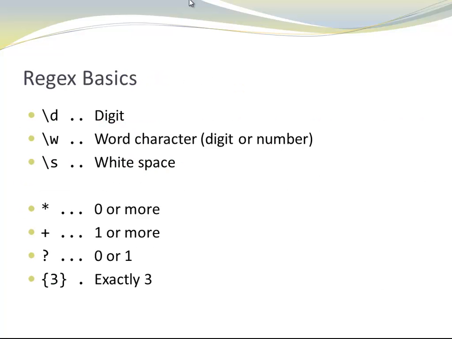Here are some basics about regex. \d stands for digit, \w is a word character, \s white space. If I mean 0 or more, that's a star; plus means 1 or more; a question mark is 0 or 1; and then I can have curly braces with a number that means exactly that often.